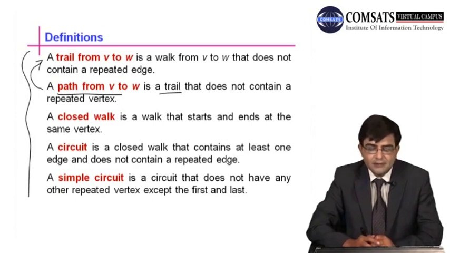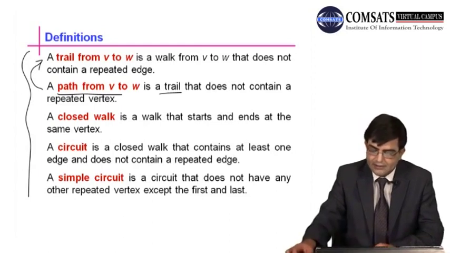The next definition is a simple circuit: a circuit that doesn't have any other repeated vertex except the first and last. In the definition of a circuit there is no condition on vertices, so vertices may be repeated, but the starting and ending point must be the same. But a simple circuit should be a circuit first, that is, it must contain at least one edge and not contain any repeated edge. Next, a simple circuit does not have any other repeated vertex except the first and last. So this is the definition of a simple circuit.